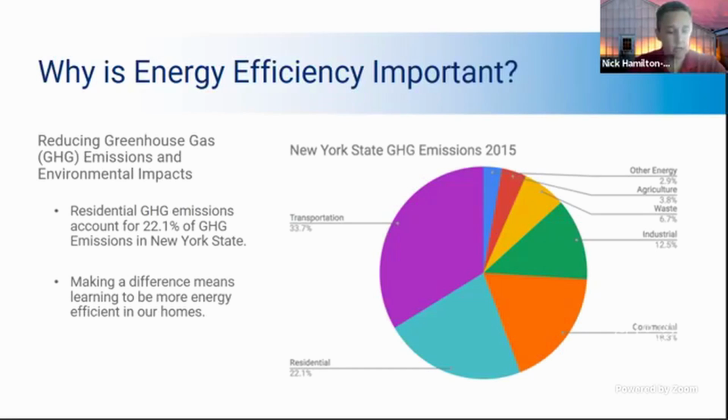What you may not know is that your individual actions can have an impact. As you can see with the pie chart here of New York State greenhouse gas emissions, the two largest slices of that pie are transportation and residential. Transportation is a large contributor to greenhouse gas emissions, but over the course of the next few months, we're going to focus mainly on that 22.1% residential greenhouse gas emissions number. We can reduce this number by becoming more energy efficient in our homes. Next slide, please.